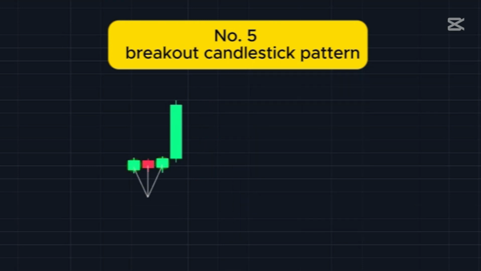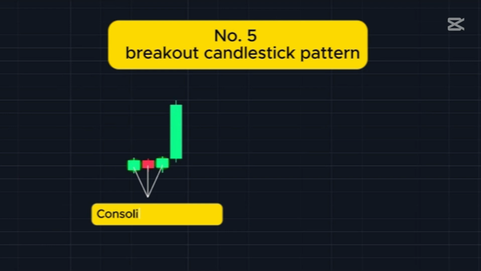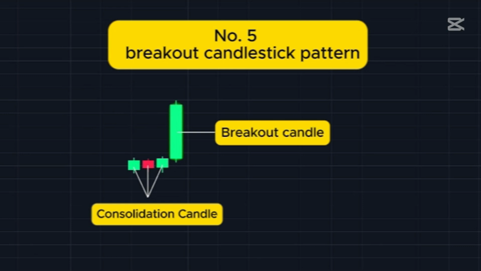In this setup, the small candle series is called consolidation candles, and the big candle is called the breakout candle. For this to be a valid model, there must be at least 3 consolidation candles. However, the more consolidation candles there are, the higher the chance of a successful breakout.